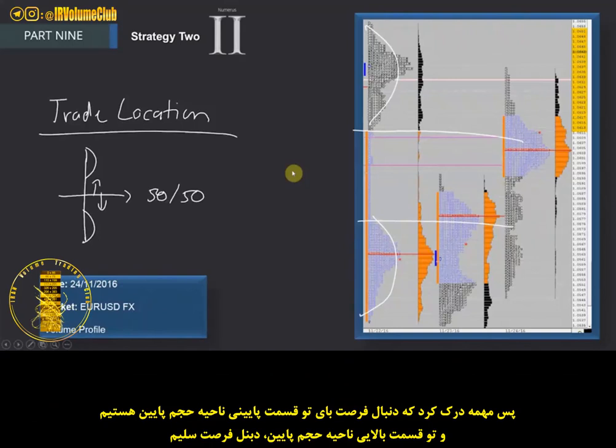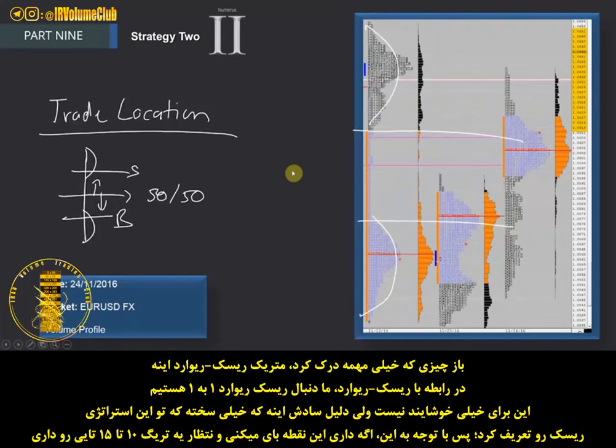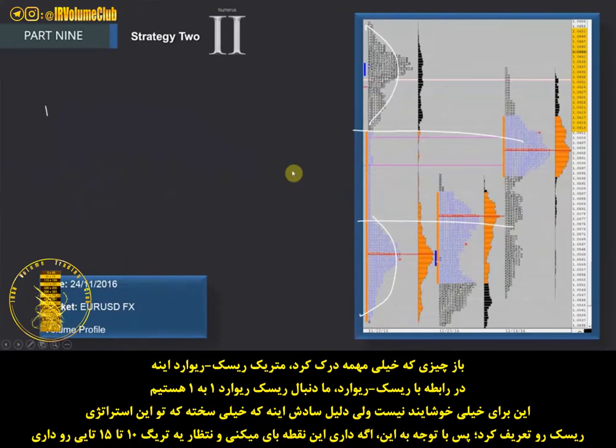So it's important to understand that we look for buy-side opportunities towards the lower end of the low volume area, and we look for sell-side opportunities towards the upper end of the low volume area. Now, again, imperative to understand is the risk-reward metrics of this. In terms of the risk reward, we are looking for one-to-one risk reward.